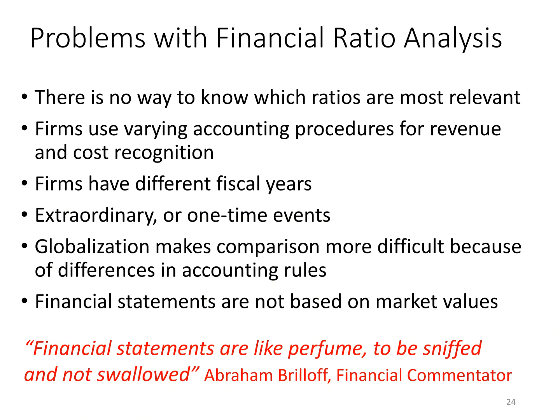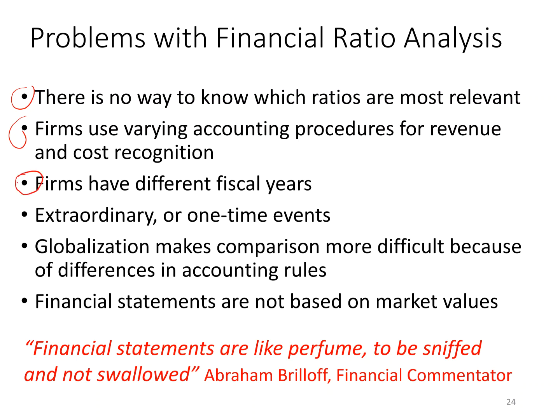Now, problems with financial ratio analysis. There's no way to tell you which ratios are the most relevant. So every organization has their key ratios, whether it's a key ratio of solvency or a key ratio of profitability. Also, firms use varying accounting procedures for revenue and cost recognition. So even comparing across firms sometimes has some trouble.